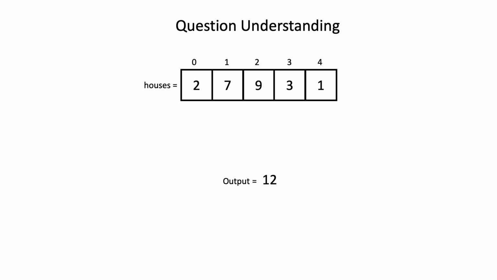So from reading the question, the only constraint we have is that we cannot rob adjacent houses, and the goal is to maximize the rob amount. Let's take this example test case to understand the problem better. The expected output of this input array houses is 12 because the maximum amount that can be robbed without robbing adjacent houses is 2 plus 9 plus 1, which is 12.